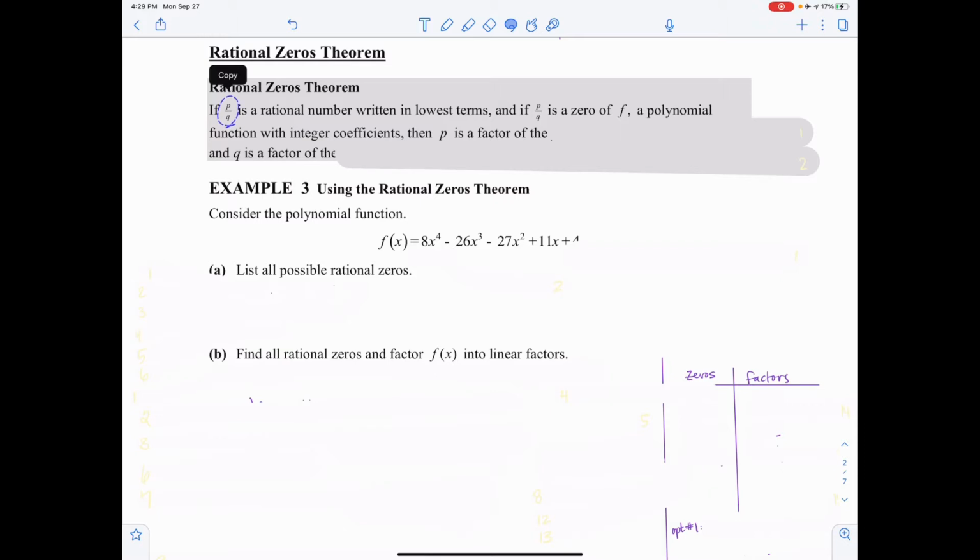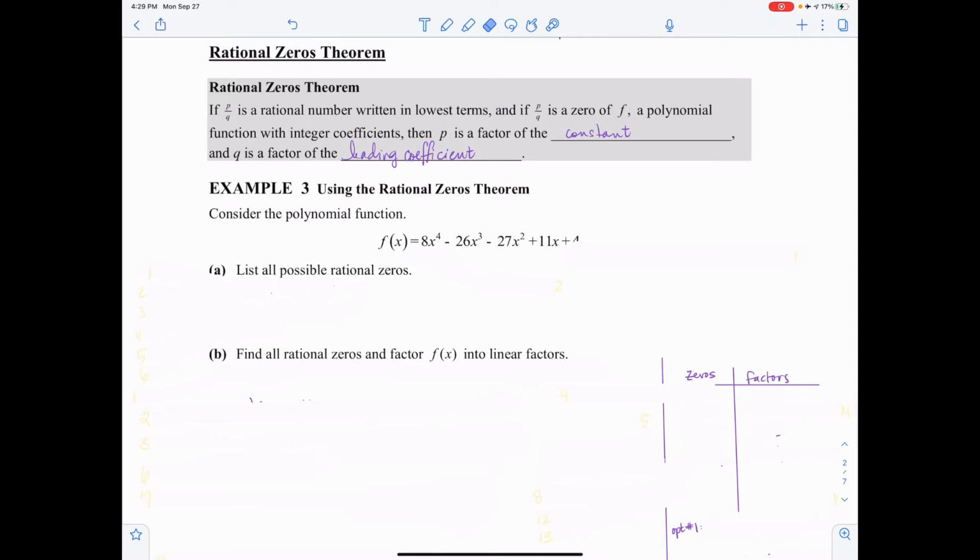Mostly what the rational zeros theorem says is that if this P over Q is a zero, then what you find out is that P is going to be a factor of the constant and Q is going to be a factor of the leading coefficient.